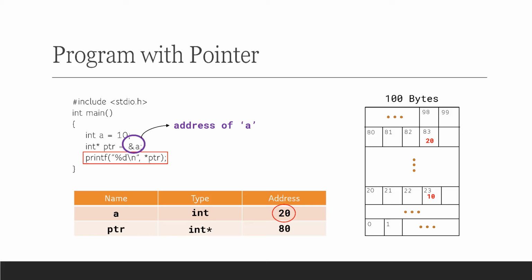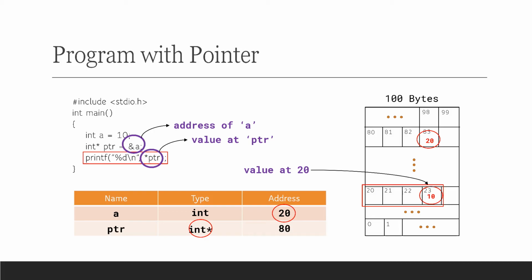The third instruction says print value at PTR. PTR is 20, so value at 20 is nothing but 10. The type integer pointer says that when you read address 20, subsequent 3 bytes also need to be read together.